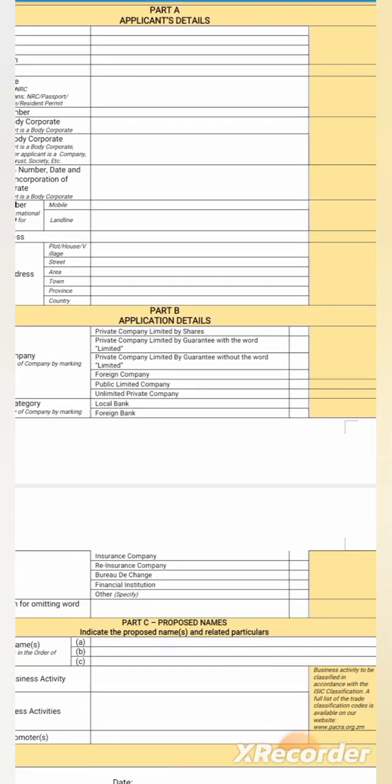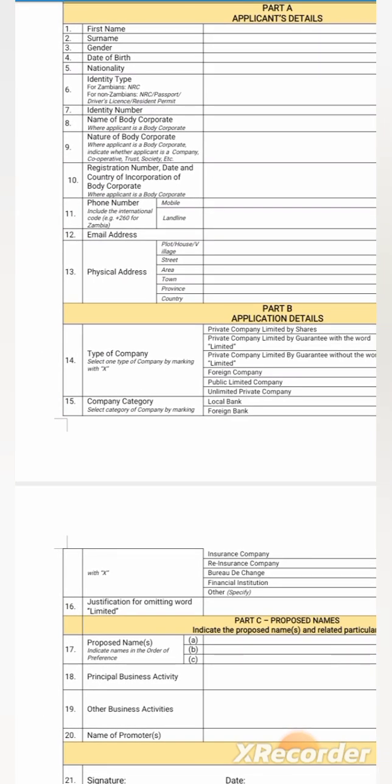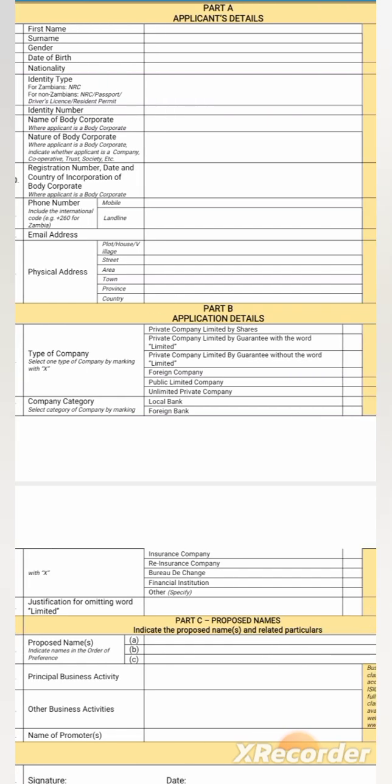That's the private company, that's the type of company. You select the type of company that you want to open. Is it a private company limited by shares, private company limited by guarantee with the word limited, private company limited by guarantee without the word limited, foreign company, public limited company, unlimited private company, local bank, foreign bank. So here we are opening a foreign company, so you just choose foreign company.